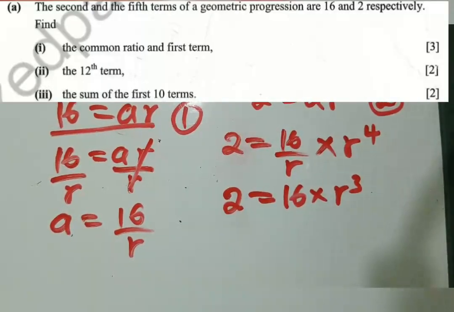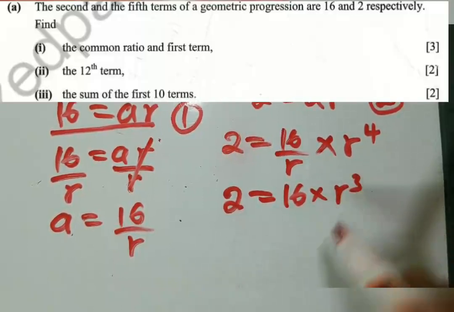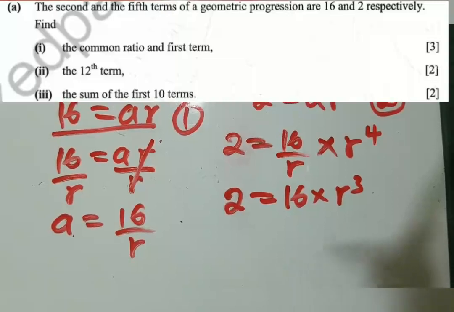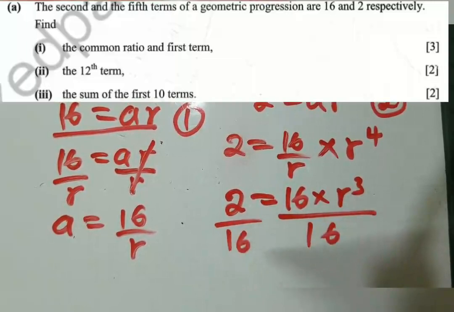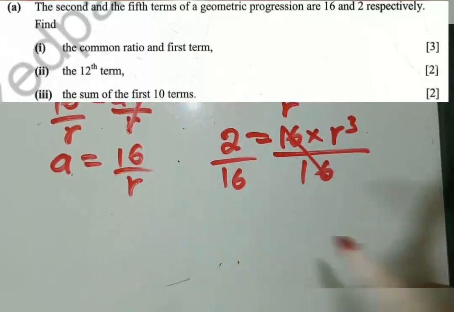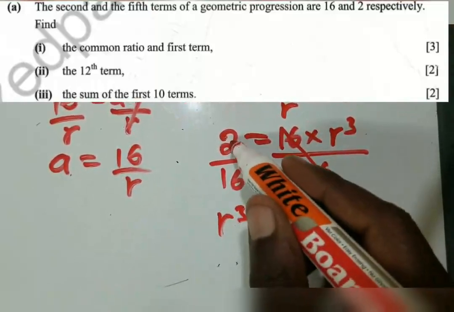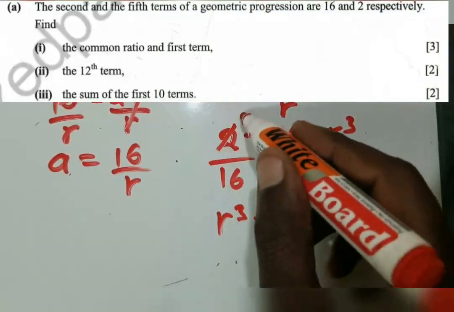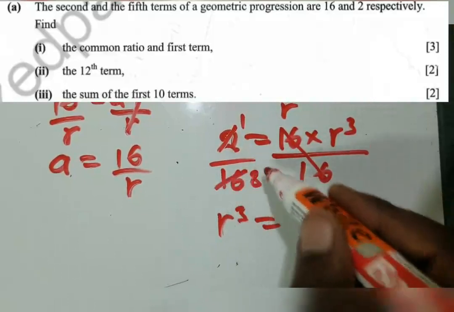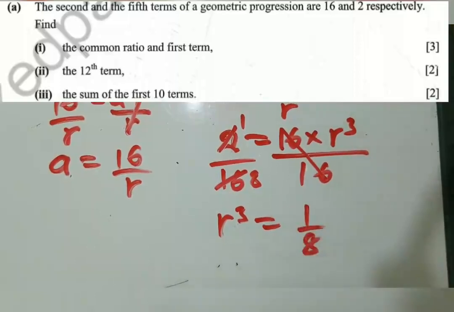So what do we do here? We are looking for R, not R to the power 3. So let's make R the subject. We are going to divide both sides by 16, as simple as that. So we are going to have R to the power 3 is equal to 1. We just reduce 2 into 2, it's 1. 2 into 16 is 8. So we are going to have 1 over 8.